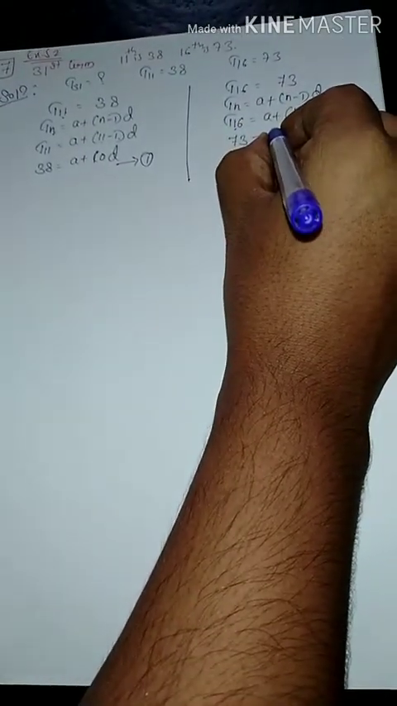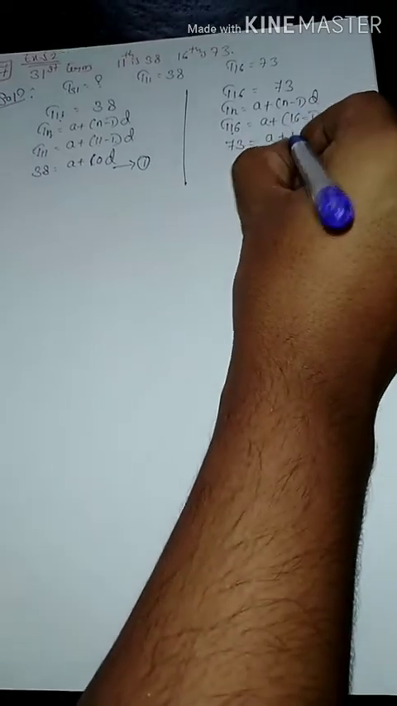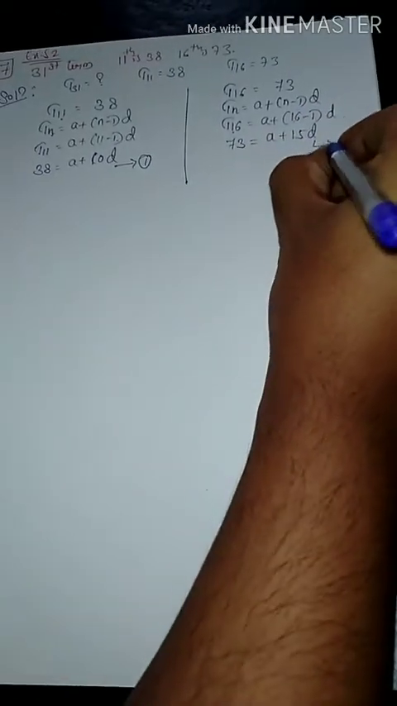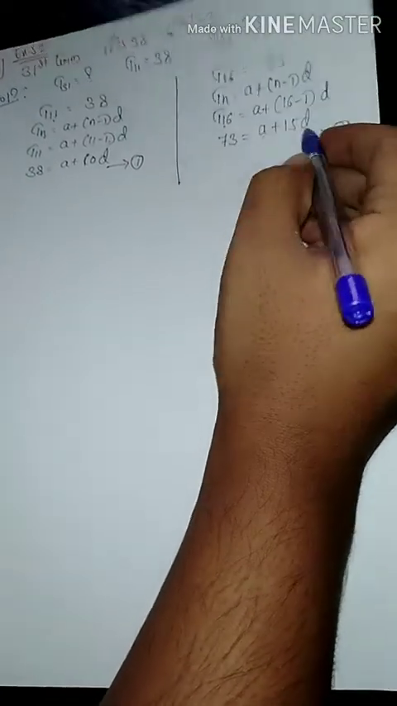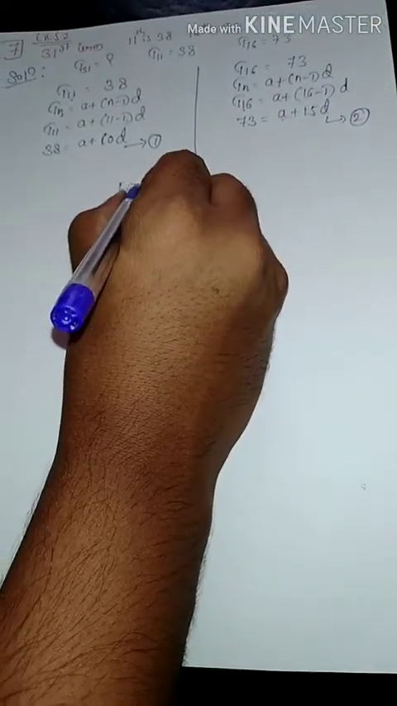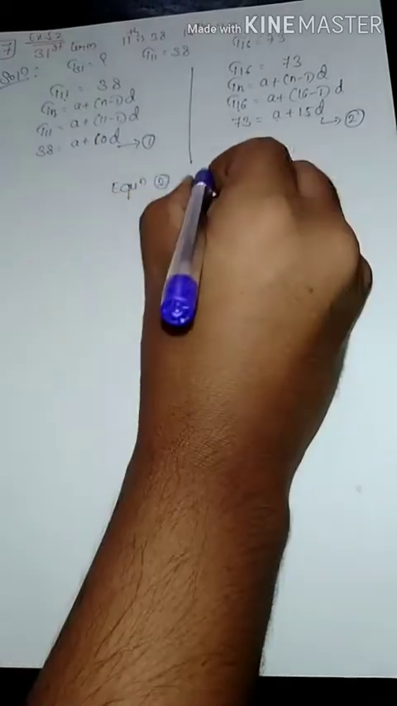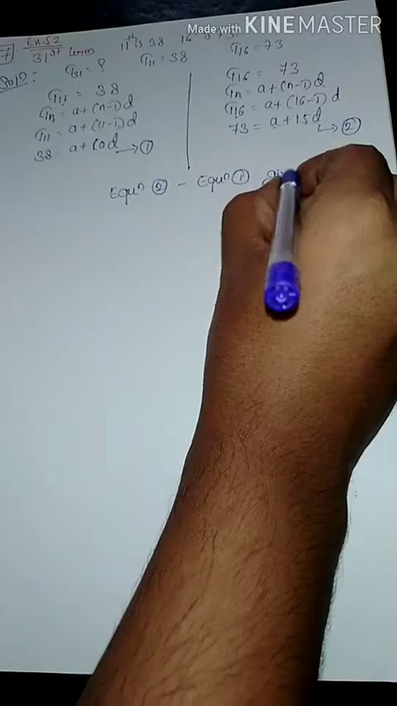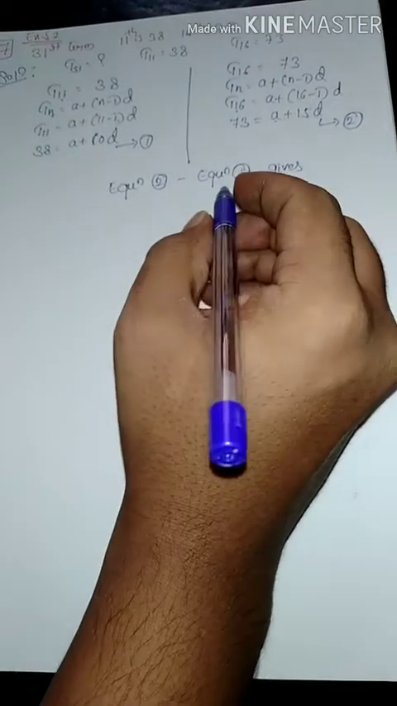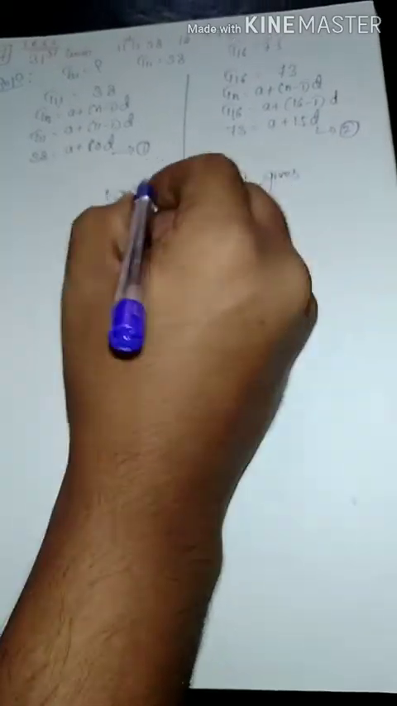73 is equal to a plus 16 minus 1 is 15d, called equation number 2. Now we have to eliminate any one value, either a or d. Equation 2 minus equation 1 gives. So we have to subtract equation 1 from equation 2.